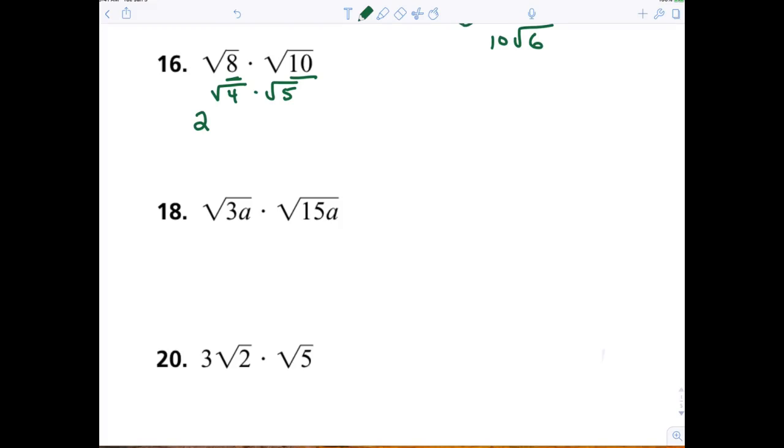Now, is there another perfect square? Which one? Wait a minute. What's the other perfect square up there? 4. 4, which becomes what? 2. 2. Thank you. And then the square root of 5 is left behind. So what's 2 times 2? 4. So your answer is 4 radical 5.